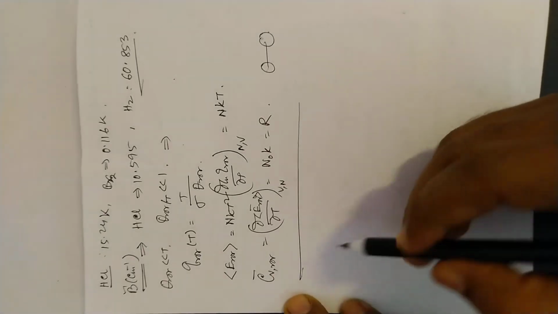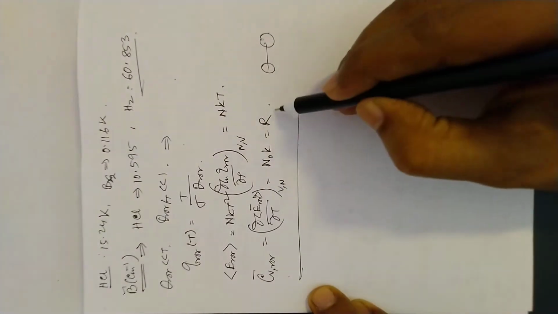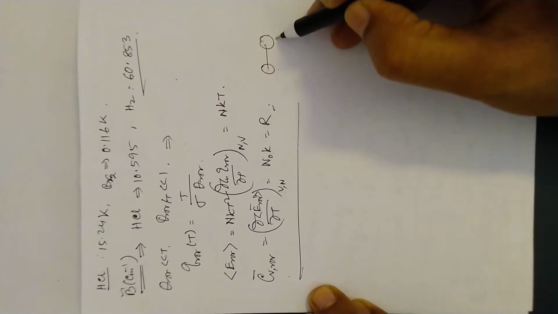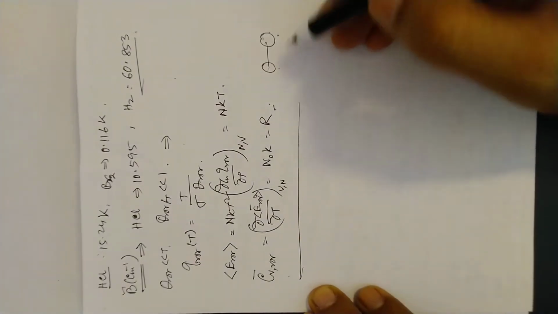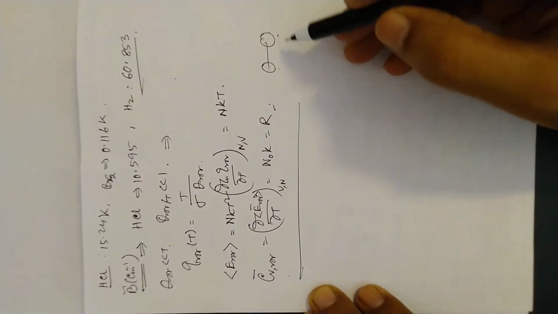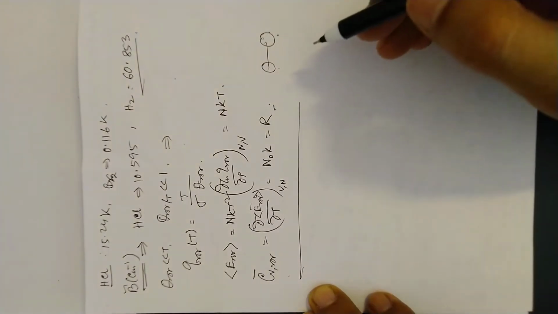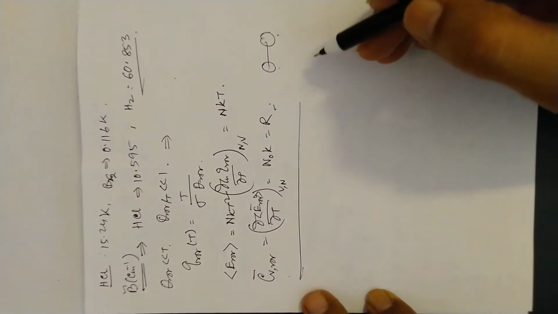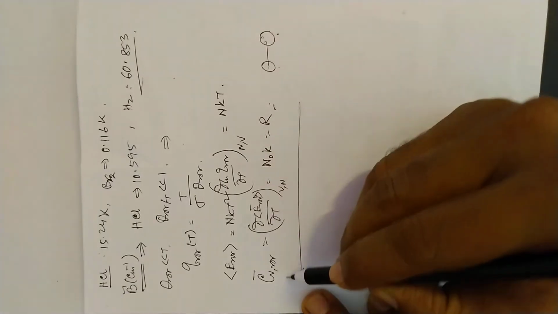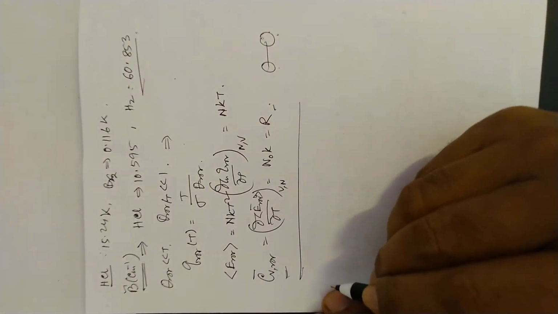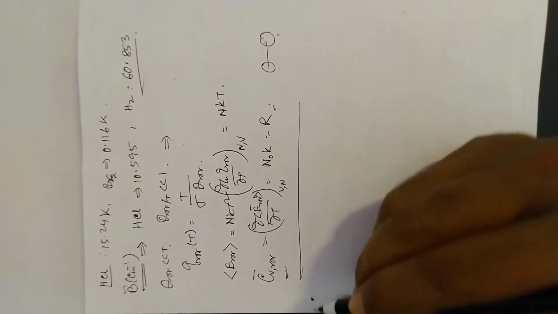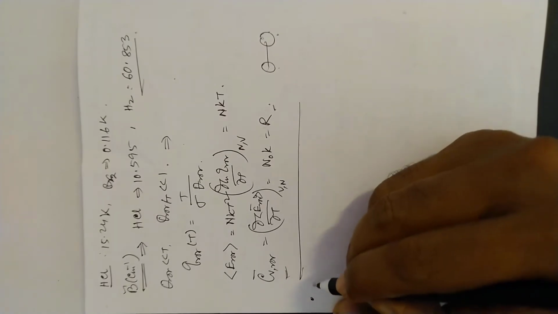So what we are talking about is, suppose this is what you have got, a diatomic molecule. As you know, it has 2 rotational degrees of freedom. So each rotational degree of freedom contributes R by 2 in the whole rotational contribution to the specific heat. Okay, that is obvious.